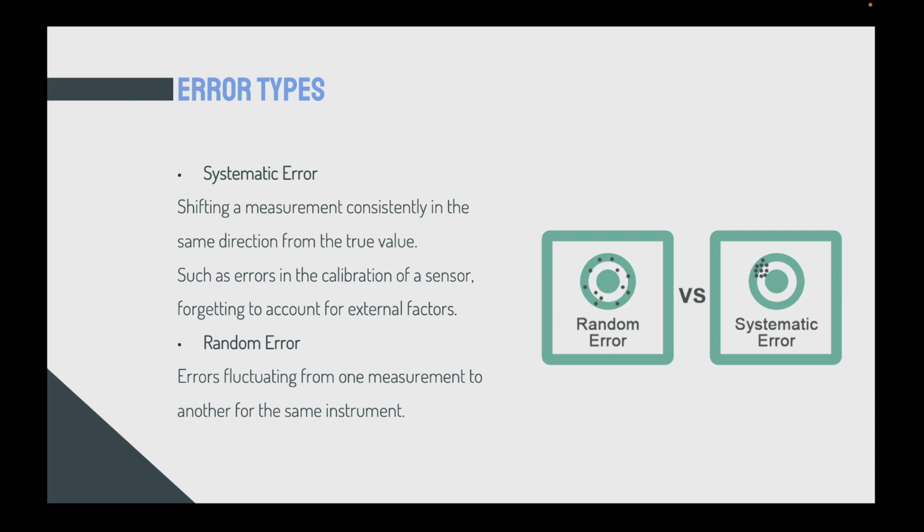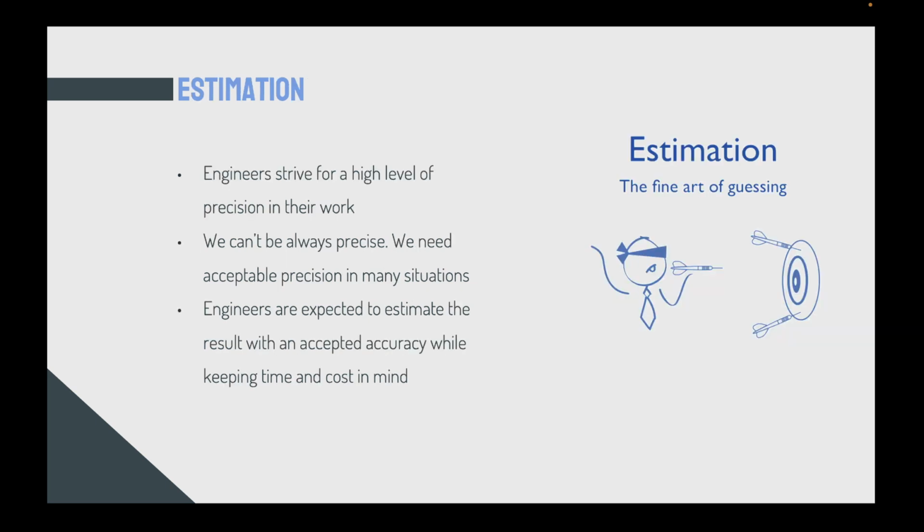Such error would be the calibration for your sensor, or forgetting to account for external errors. Random errors would be errors fluctuating from one measurement to another for the same instrument without actual or real cause, and there is no pattern to it. It's just random.